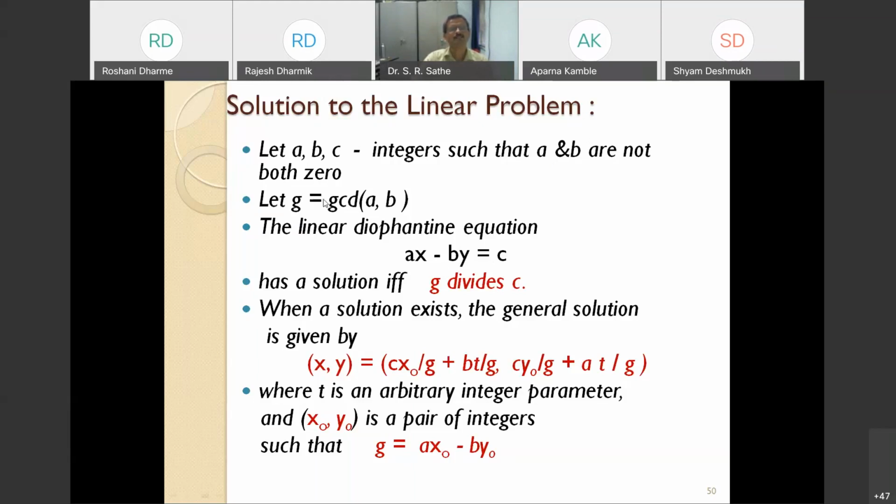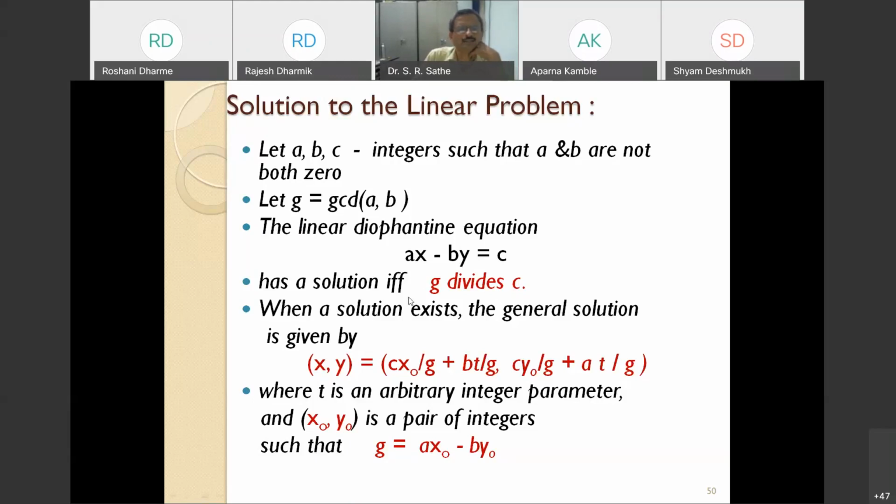What is G? G is the GCD of the coefficients. The coefficient of X is A and the coefficient of Y is B. If their GCD divides C, then there is a solution. And this solution is found using the extended Euclid's algorithm. That is precisely why that procedure is there in the slides.